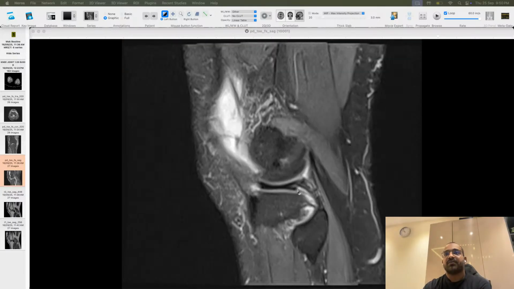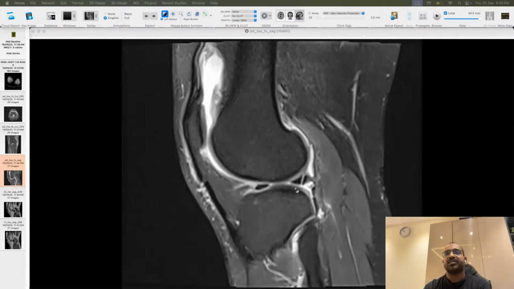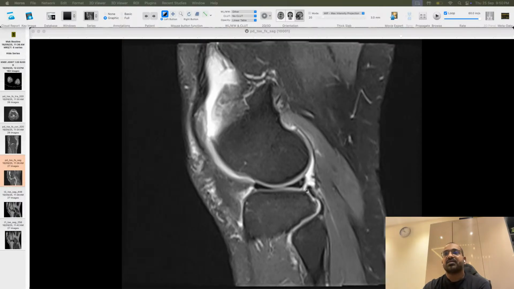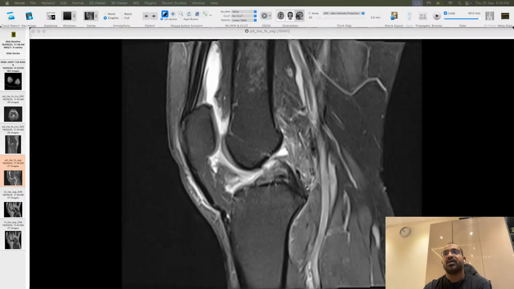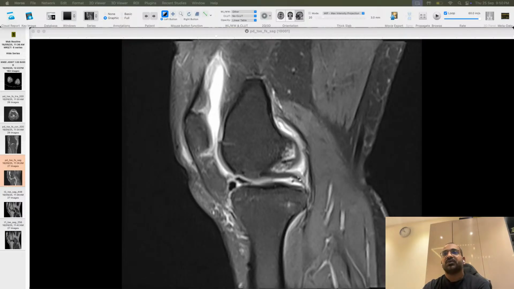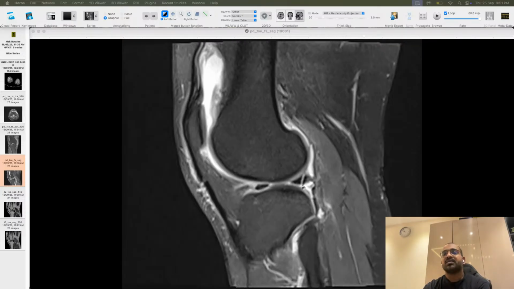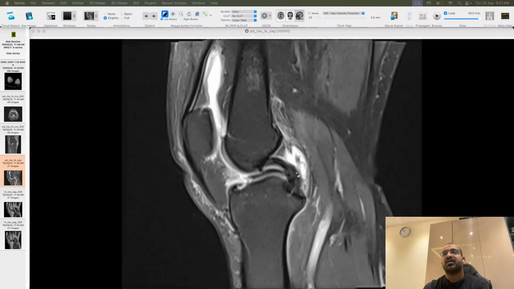Meniscocapsular separation is there. And also there is a grade 1 horizontal signal in the posterior horn of lateral meniscus. If you see, what is this? It got separated. I'm tracing it up, going up, going up. So this is the ligament of Risberg.